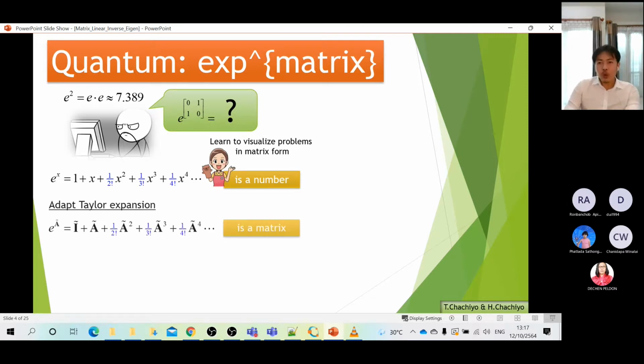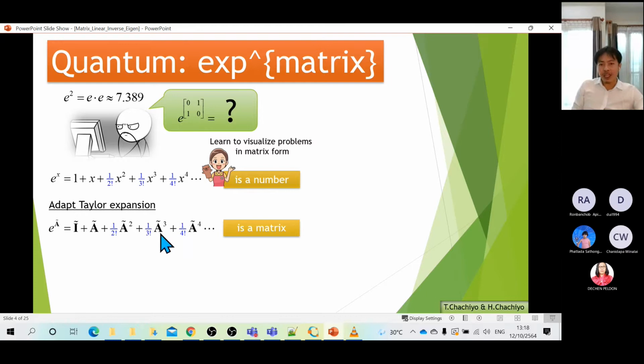We can adapt this symbol. We can change from the x, which is a number, into a matrix A. Why do we do that? Because if we expand them into the right-hand side, we have a very simple matrix multiplication. For example, we have this A squared. It means A times A.